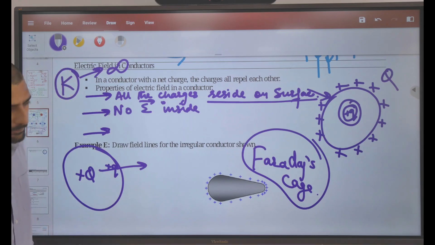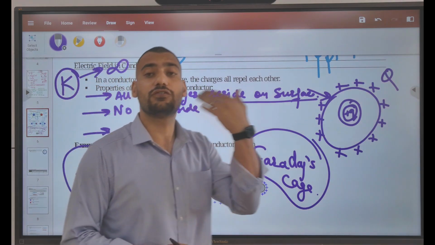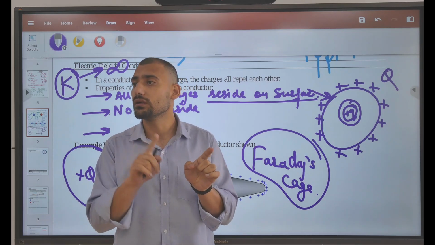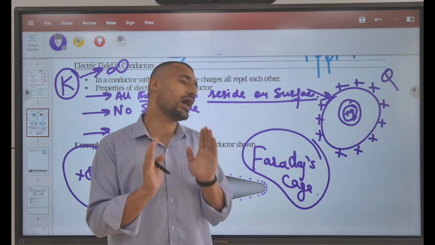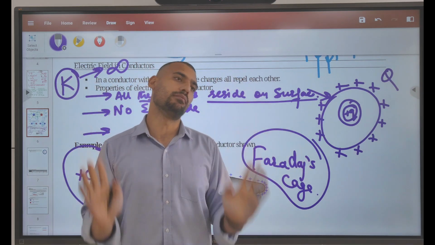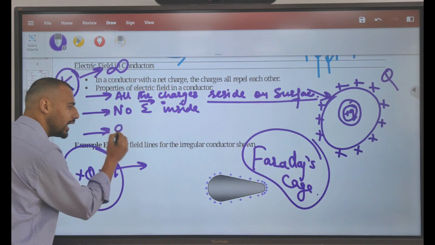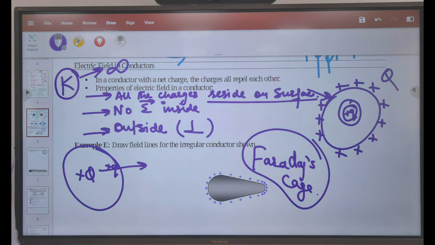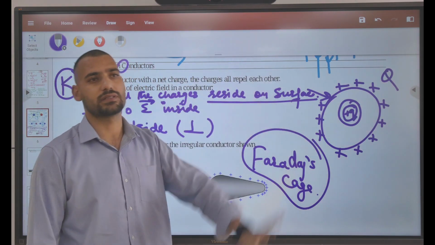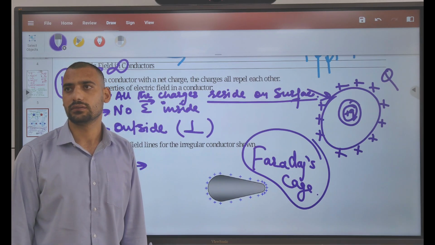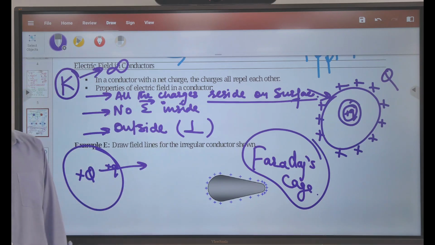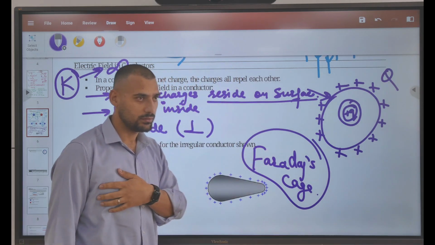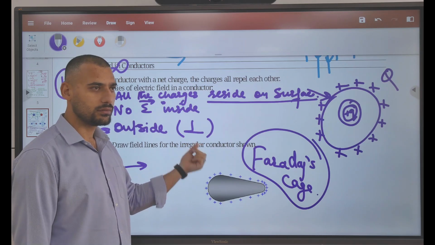Next, a very important thing. Whenever you have to draw the electric field outside, so inside the electric field is what? Zero. Okay? Now, if you have to draw the electric field outside, remember, the electric field outside is always perpendicular, as I have told you in the previous class as well. Is that clear? That is the concept of a conductor. The electric field outside the conductor is always perpendicular.